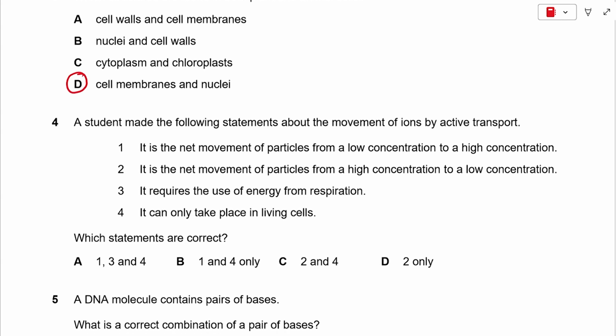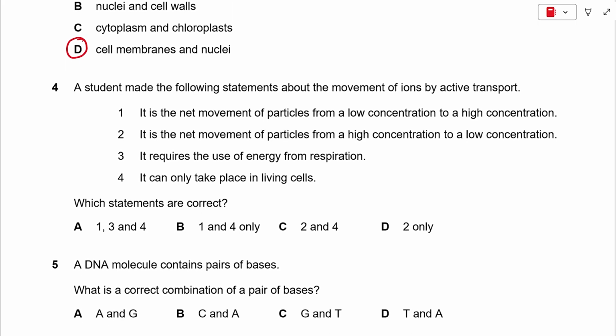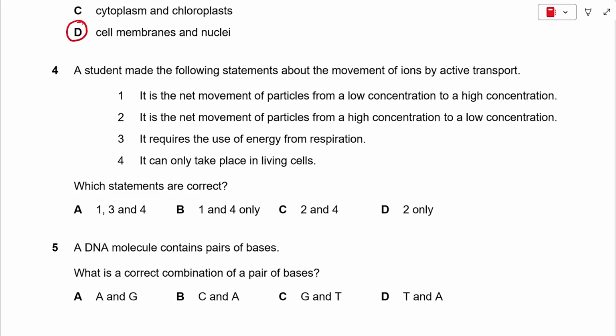Okay. Number 4 says, a student made the following statements about the movement of ions by active transport. 1. It is the movement of particles from low concentration to high concentration. 2. It is the movement of particles from high concentration to low concentration. 3. It requires the use of energy from respiration. 4. It can only take place in living cells. Here, we need to know which statements are correct.